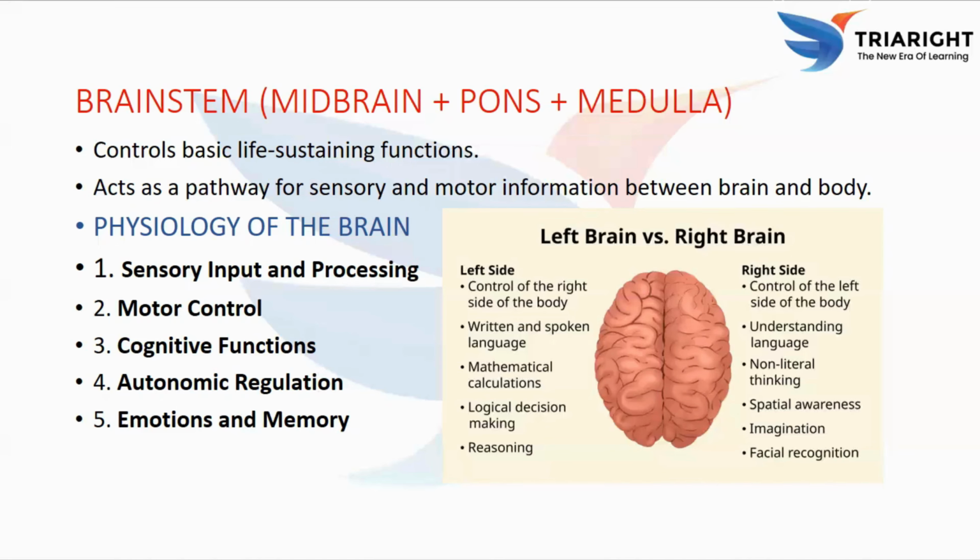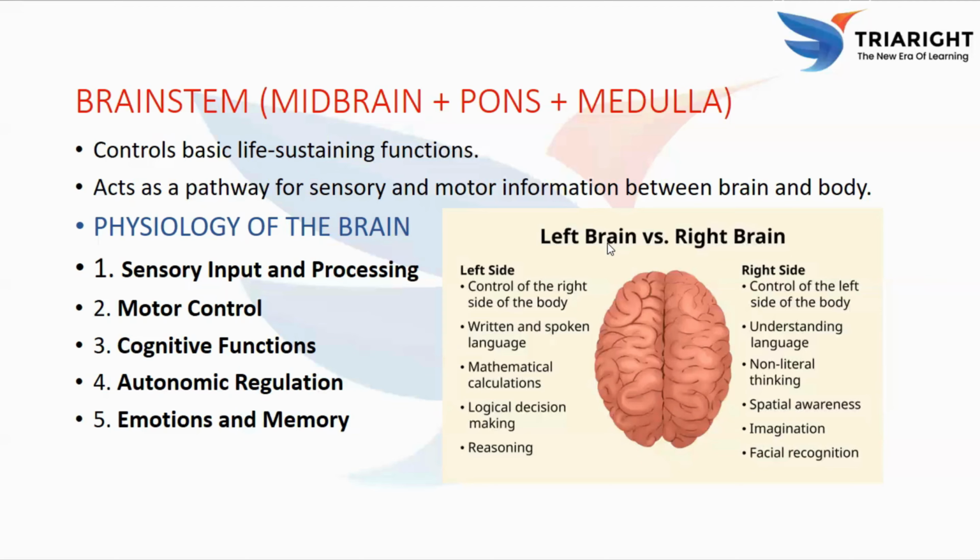So here you can see the picture, left brain versus right brain. So what does left brain do and what does right brain do? Right brain controls the left side of the body. It understands the language and emotion. It helps in creativity and imagination, in spatial awareness, and also facial recognition and pattern recognition.